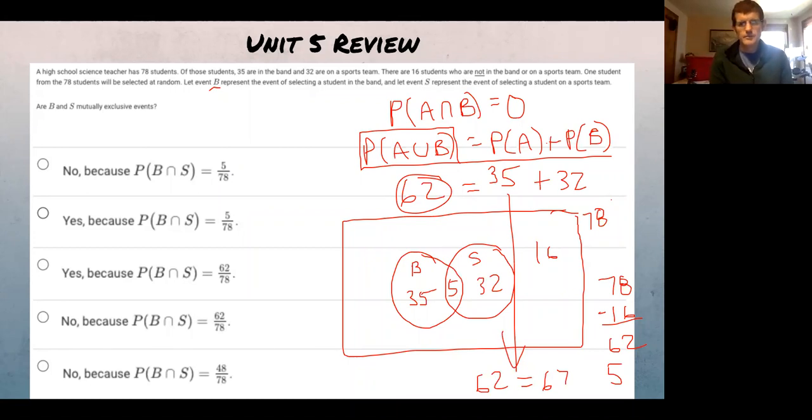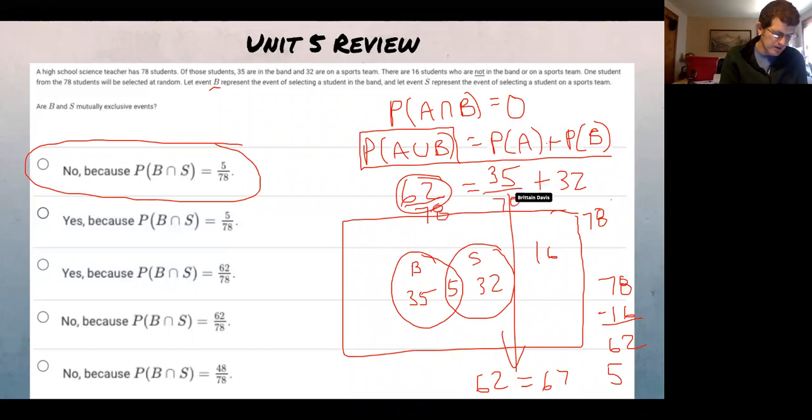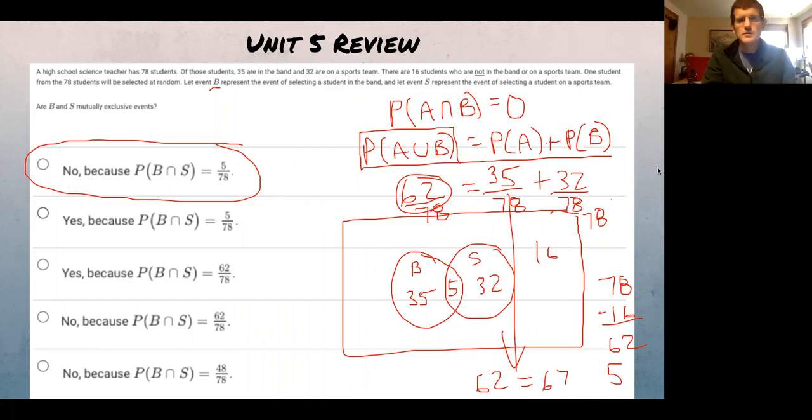All right. So that means this is not mutually exclusive. These two are not mutually exclusive because 5 of my 78 total students are involved in both, which says right here, the probability of band and sports is 5 out of 78. And I need to make a correction. That should have been out of 78 right here. But there we go. Let's move ahead. And if you need any clarification on that, we can talk about it more later.